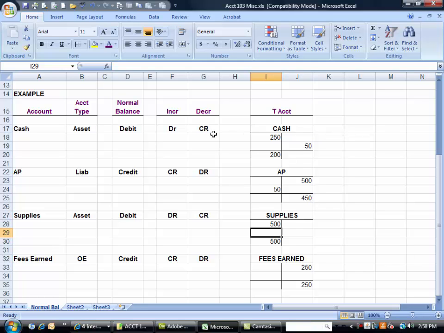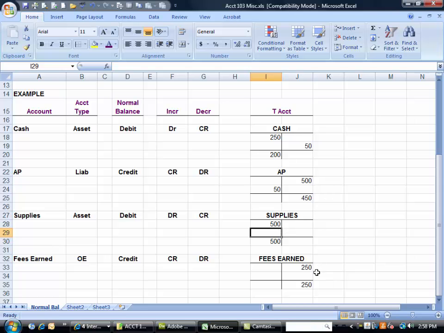So my scenario here is, let's say I bought supplies on account. I'm going to debit my supplies, which increases my supplies, and I'm going to credit my accounts payable, which increases my accounts payable. See the normal debit balance for supplies. It's an asset, it's a debit. AP is a liability, so its normal balance is a credit. And at that point, my accounting equation is in balance.